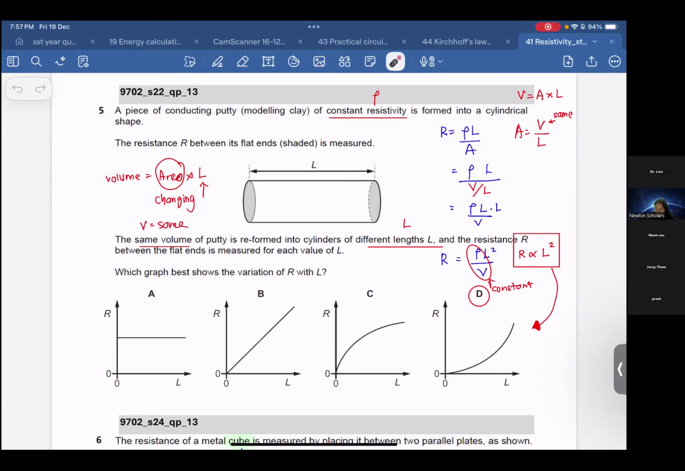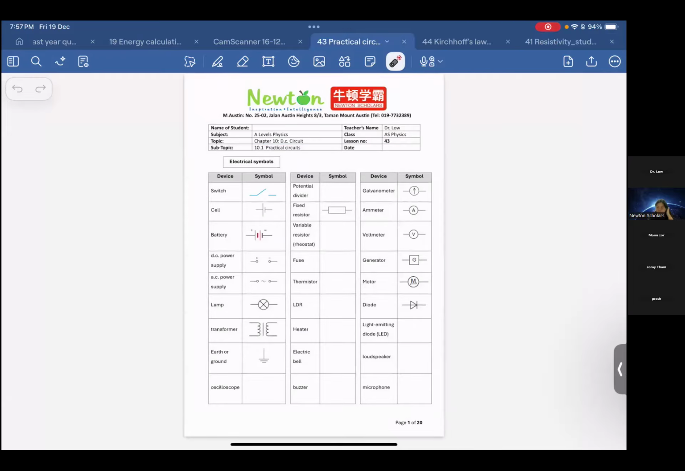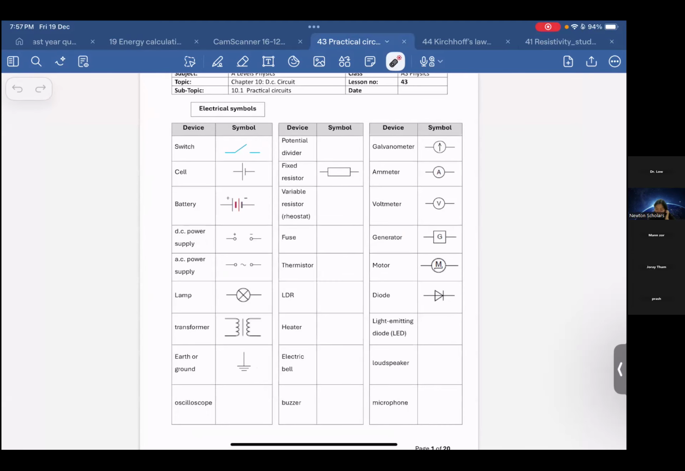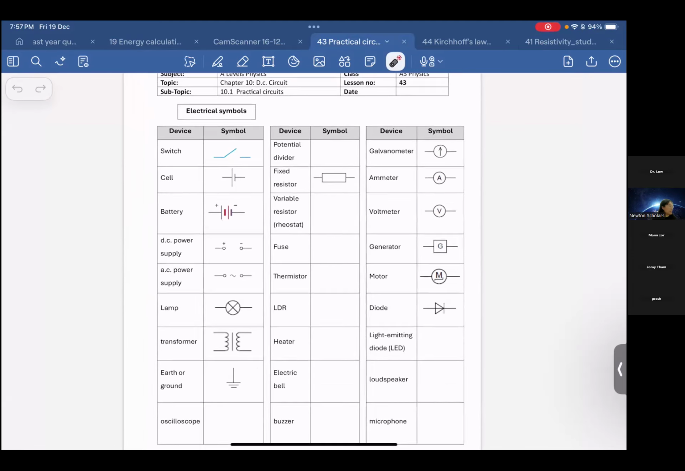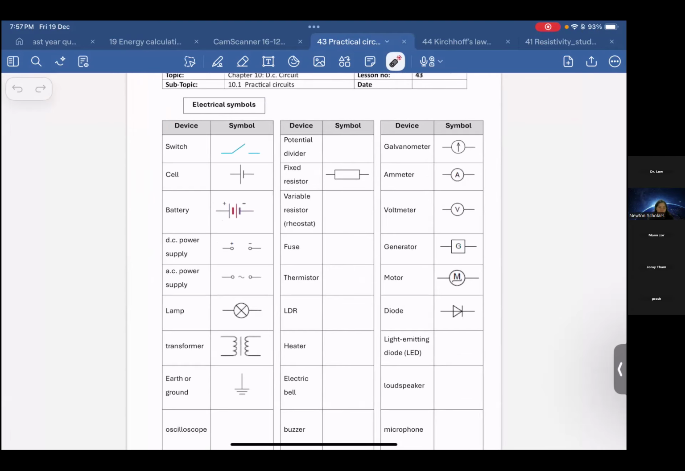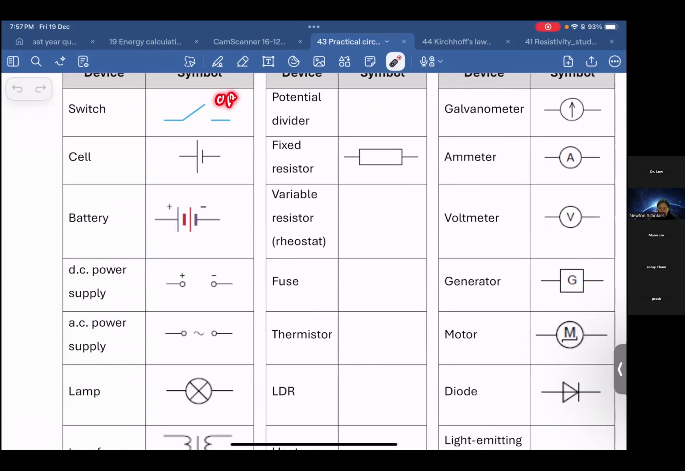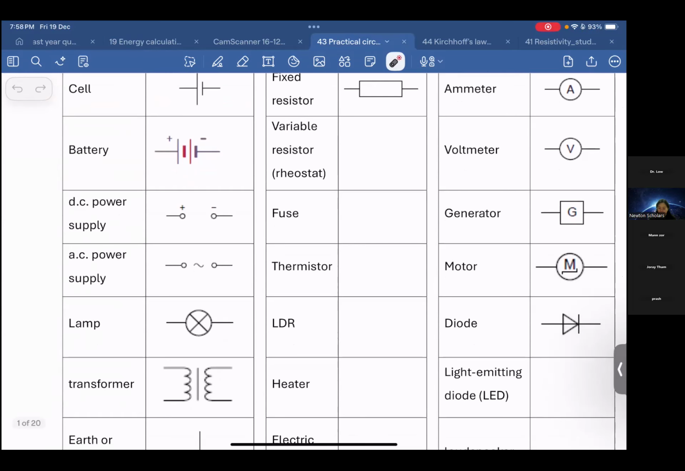Okay? So we go to our lesson number 43. Actually, it's chapter 10, DC circuit. Just now I mentioned we will practice some electric symbols. Most of the symbols we already learned in year 11 or form 5. So here, switch. This switch is open. If closed, then there will be a dot, and the straight line closes. Then this is a cell, more than one cell we call a battery. Longer line is positive, shorter line is negative.